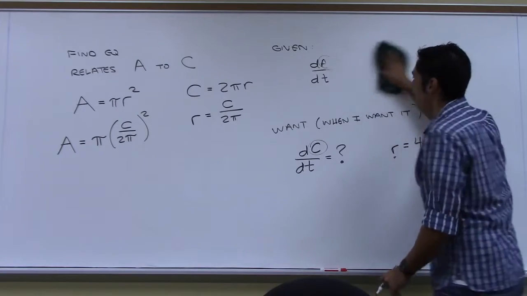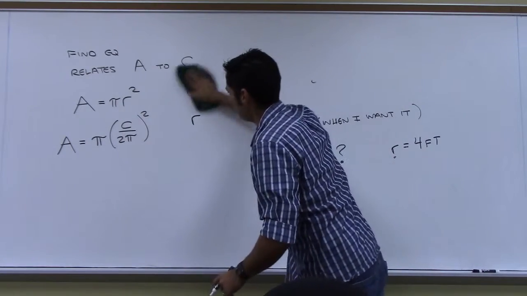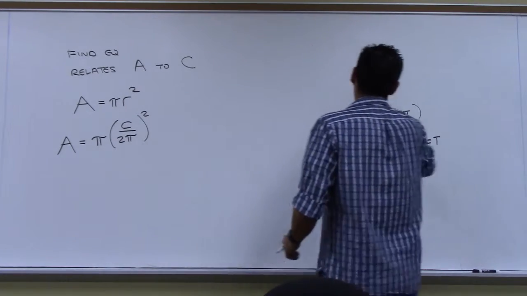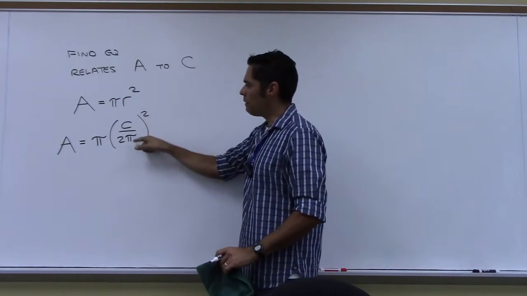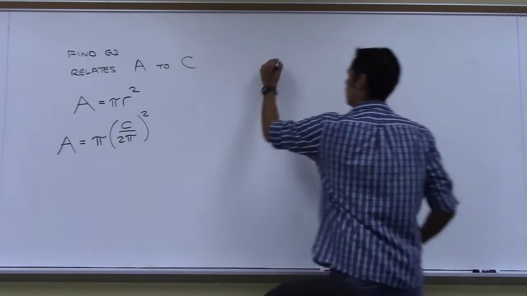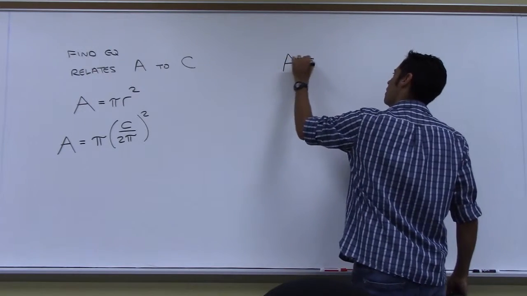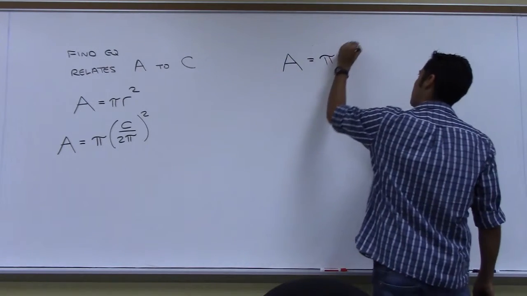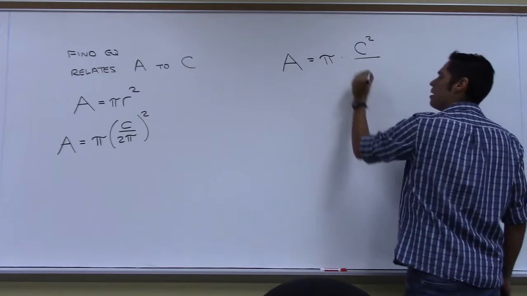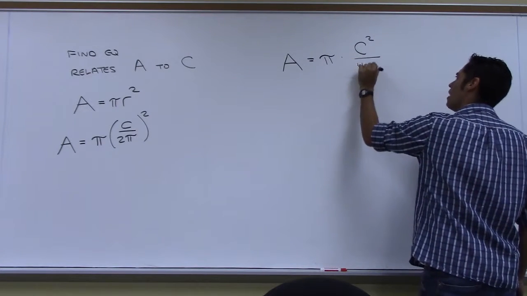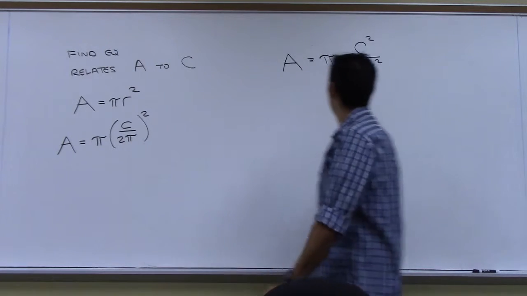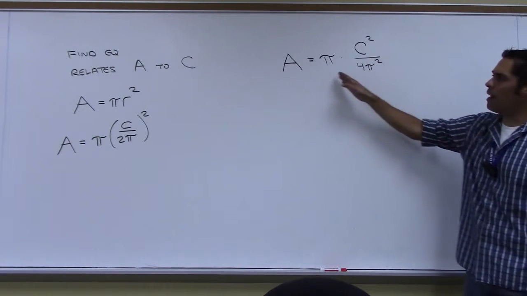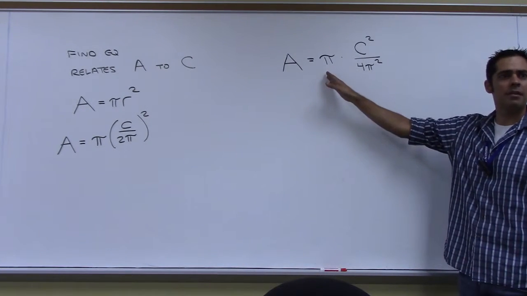So what I'll do next is I'll try and clean it up a little bit, because I see some constants in here, right? You square a fraction, you square the top and bottom. So I've got A equals pi times, the top squared is C squared, the bottom squared is 4 pi squared. Square 2, square pi. And then can't I move the 4 out here and the pi squared underneath?